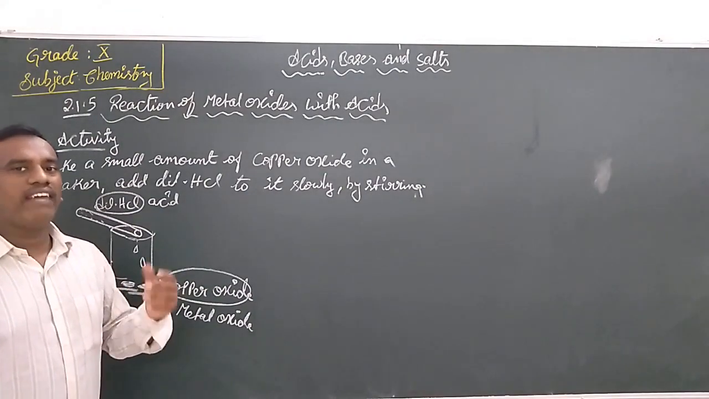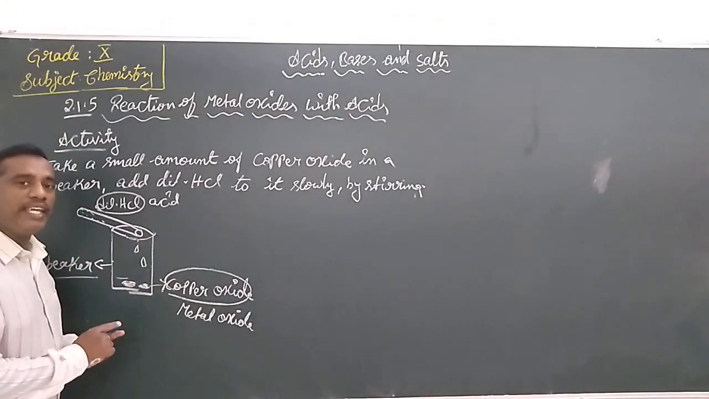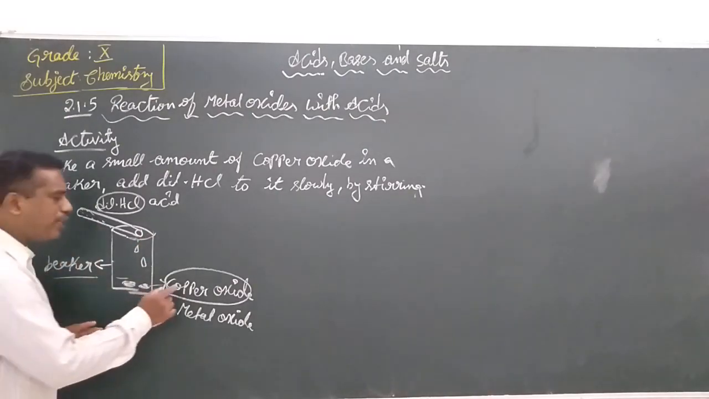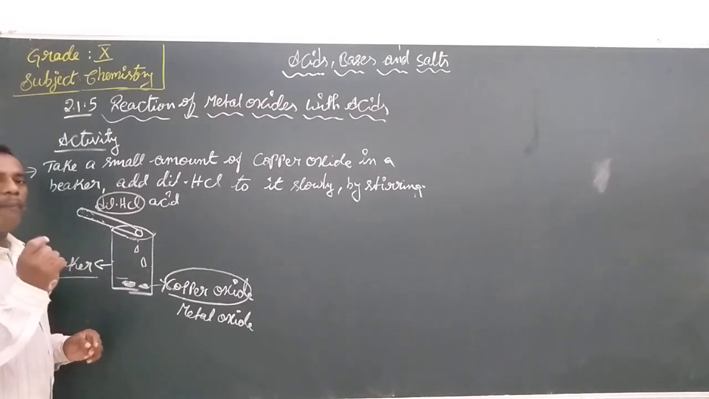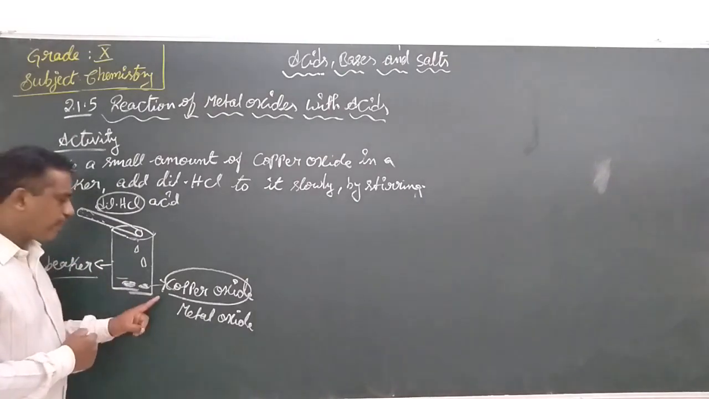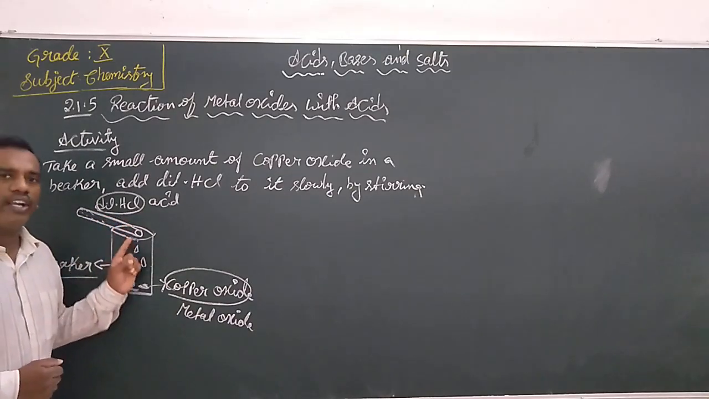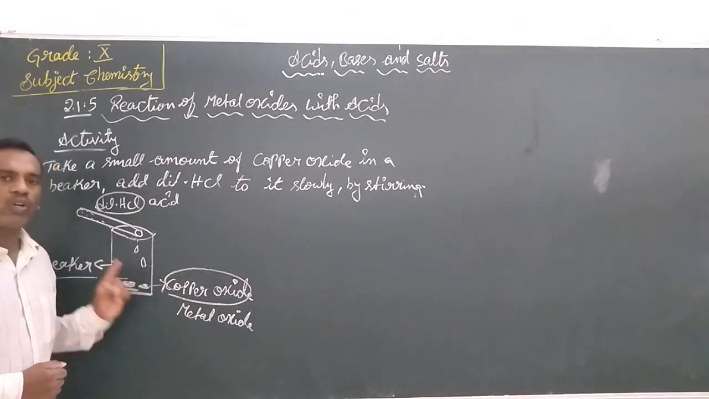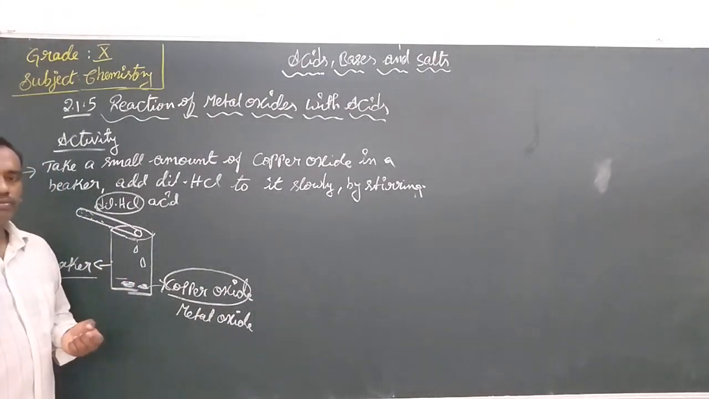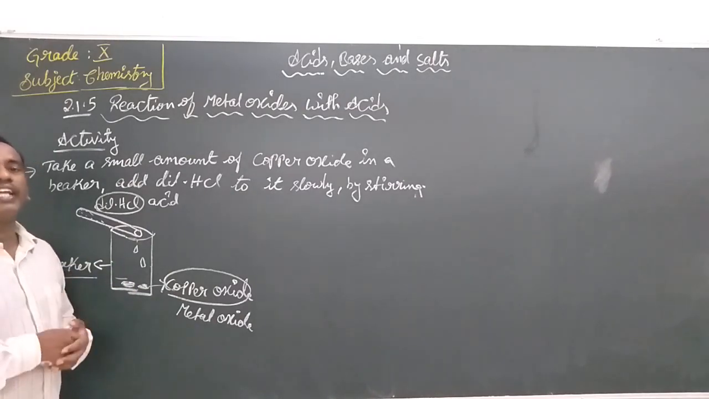Here, the activity is that we need to take one beaker. In that, we need to take some amount of copper oxide. To this, we need to add dilute hydrochloric acid slowly, with continuous stirring, because this is an exothermic reaction.